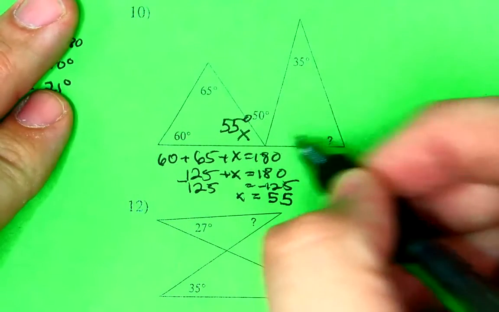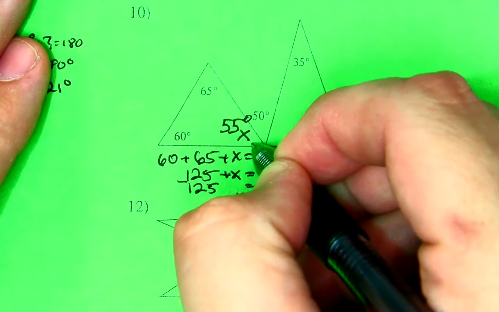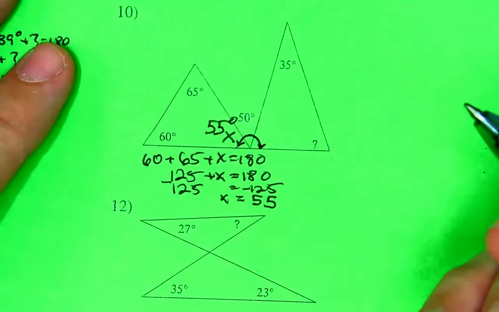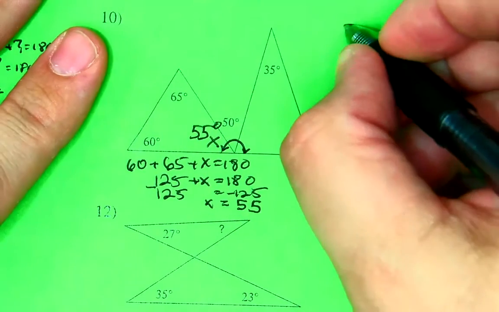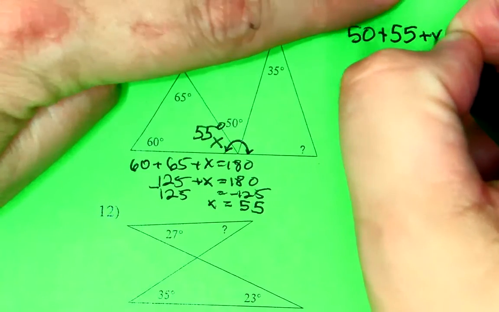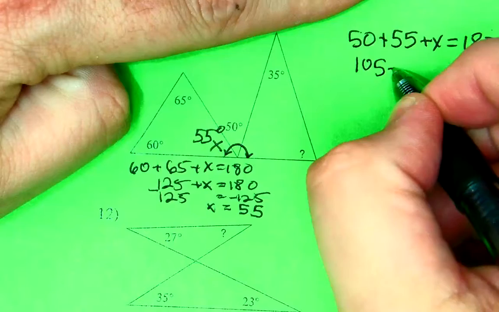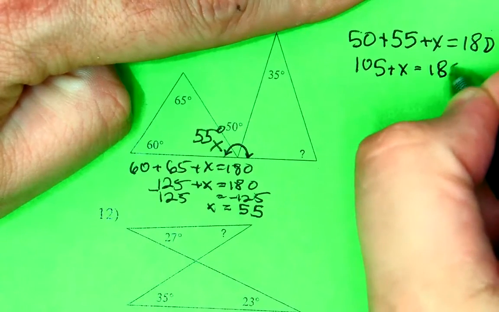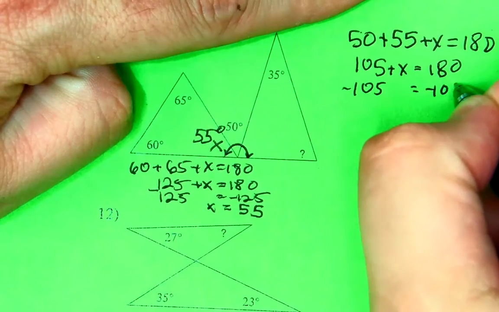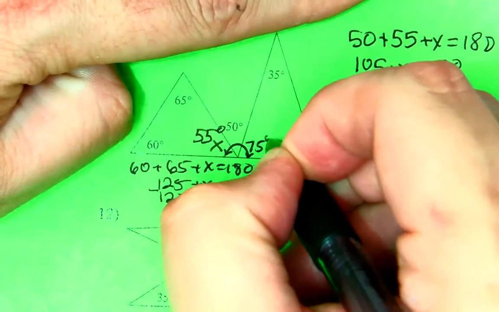And the only way that I can get into the second triangle is to see that these three angles together are going to form a line. So 50 plus 55 plus x is equal to 180. So that's 105 plus x is equal to 180. Subtract 105 from both sides, x is equal to 75. So I got 75 degrees right here.